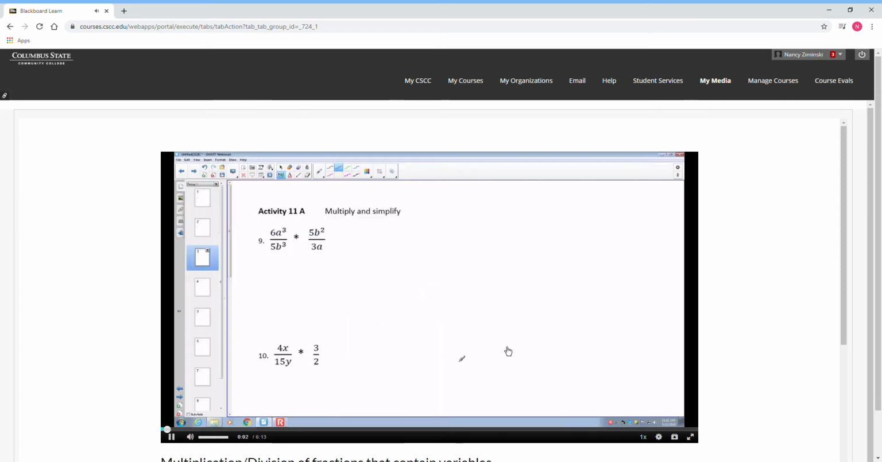To multiply fractions, we multiply across the numerators and across the denominators. So I'm going to start with 6a to the third power, and I'm going to write this as 2 times 3 times a times a times a. Continuing across the numerators, 5 times b times b. And now I'm going to multiply across the bottom. So I have 5 times b times b times b times 3 times a.